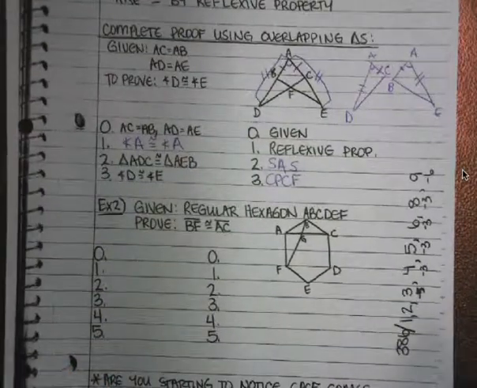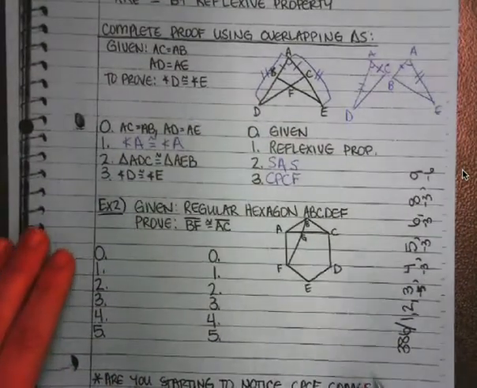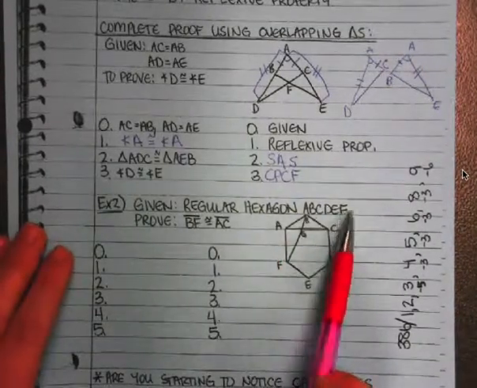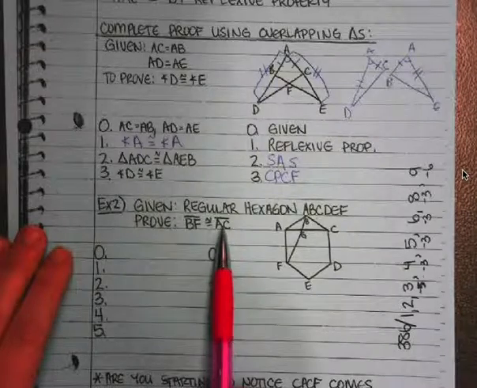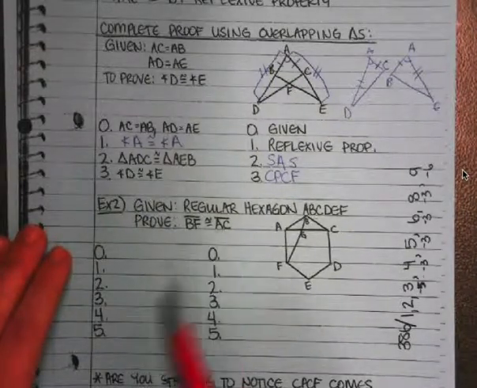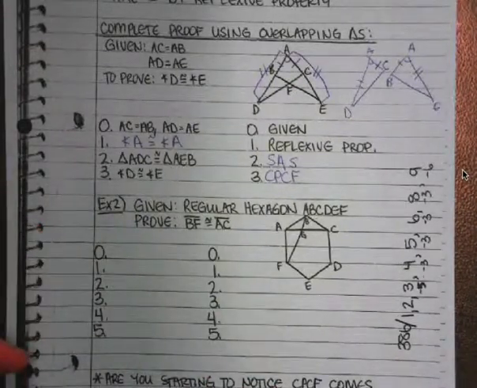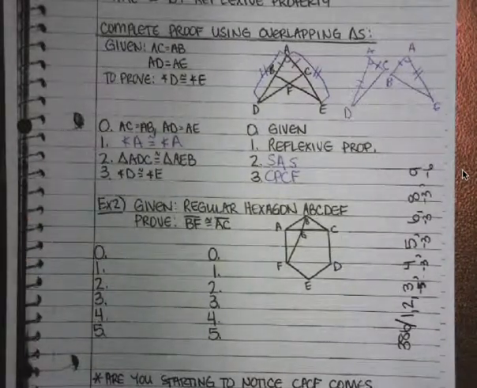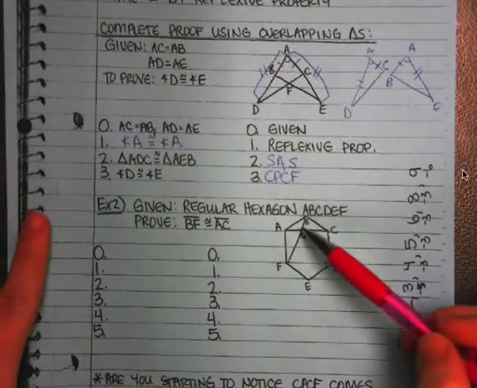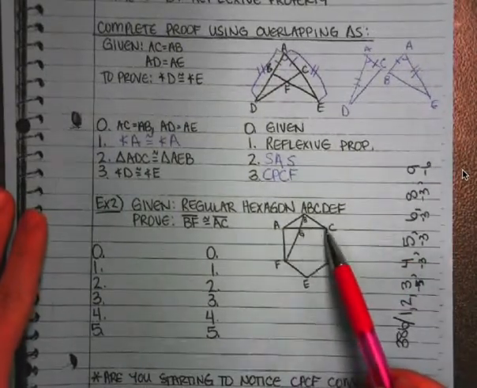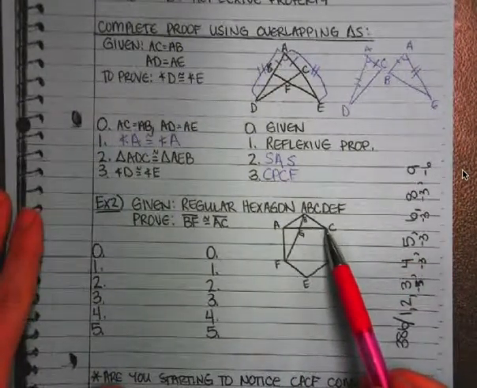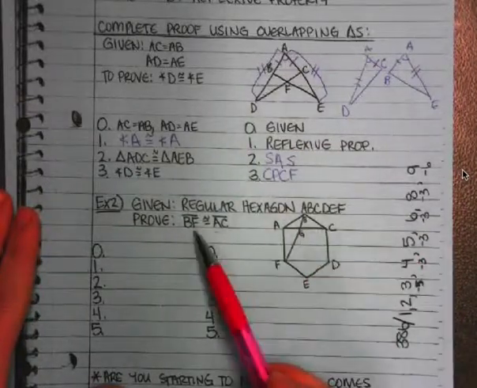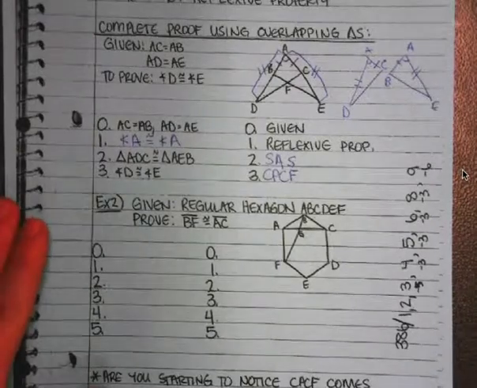All right, let's try example 2. Our given is a regular hexagon ABCDEF. Prove BF is congruent to AC. Holy cow. All right, so let's start thinking about what does the regular hexagon give me? Why on earth would I have these 2 triangles drawn? BF, AC, ooh, they're part of a triangle. Perhaps we need to use that.